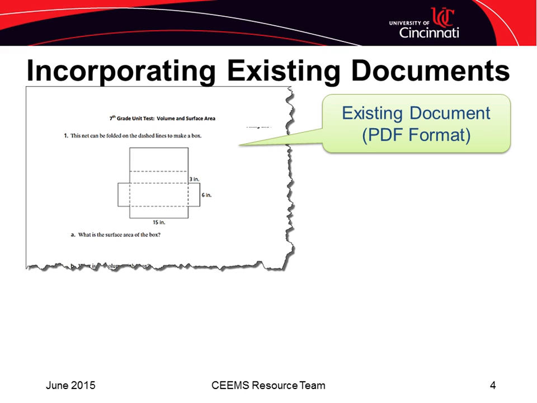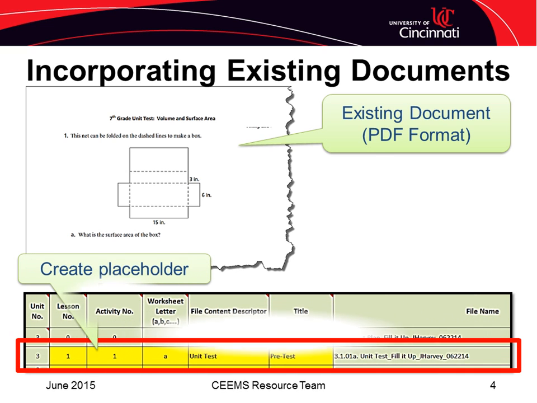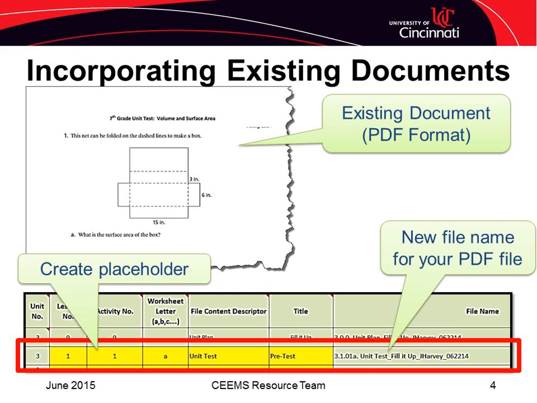In this example, let's assume that you had previously developed a unit test that is in PDF format, and you'd like to include it in your unit. To do this, include a file placeholder when you generate your files. The placeholder is meant to create the file name that you can use to rename your unit. Even though the unit file generator will create a Word document for you, you really only need the file name of that placeholder document rather than the file itself.